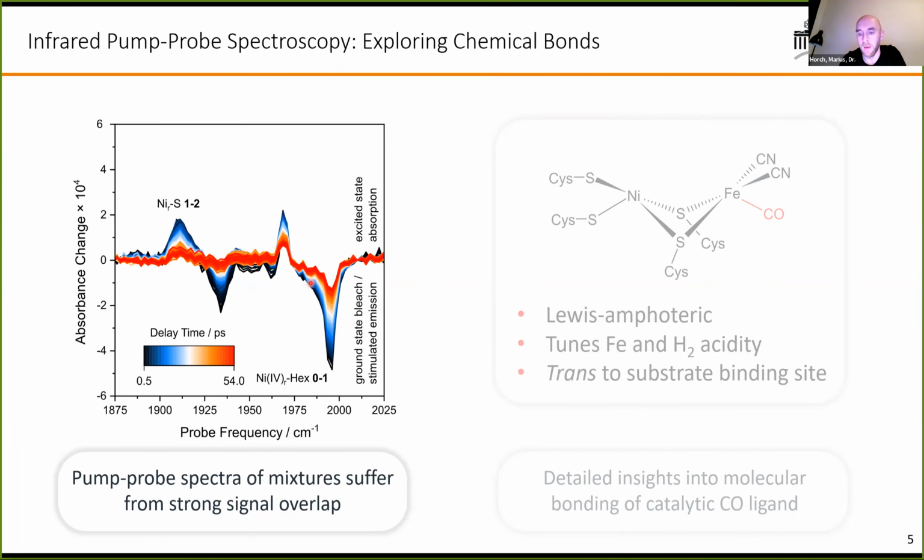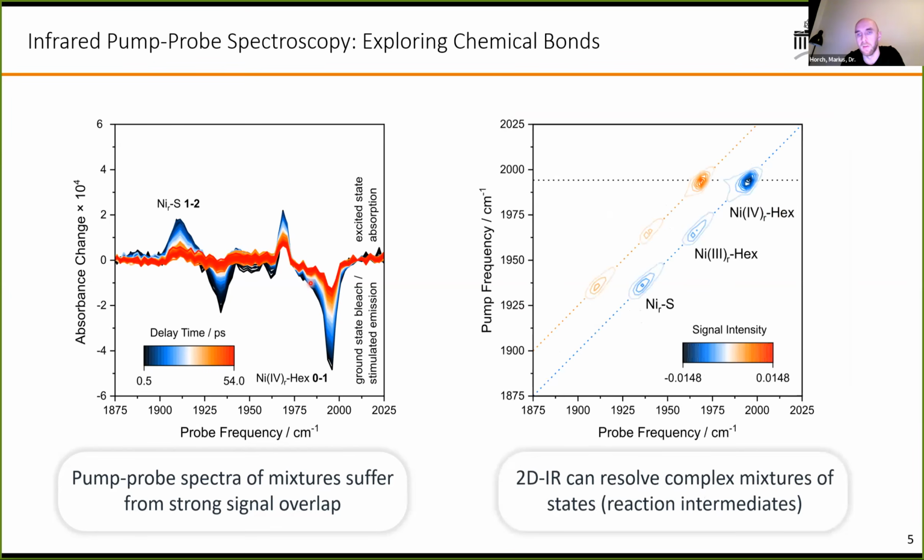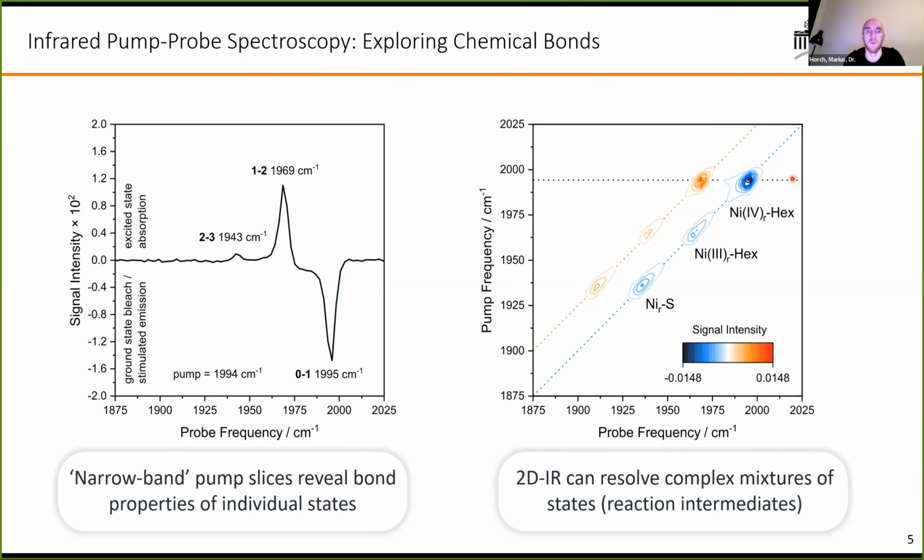What you can do in that case, though, is move on from pump probe spectroscopy towards 2D-IR spectroscopy, because in 2D-IR spectroscopy, signals from different redox structure states of the active site will be separated along the pump frequency axis. And so you can just take horizontal slices of the 2D-IR spectrum, thereby extracting selectively the information that reflects a particular state of the enzyme. And then you just get this kind of pump slice shown here on the left, which we can analyze in exactly the same way as I've just shown.